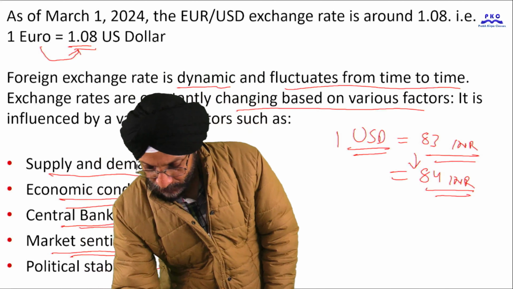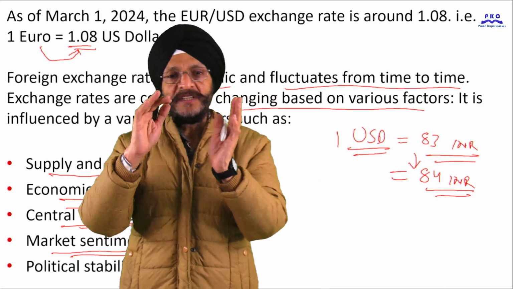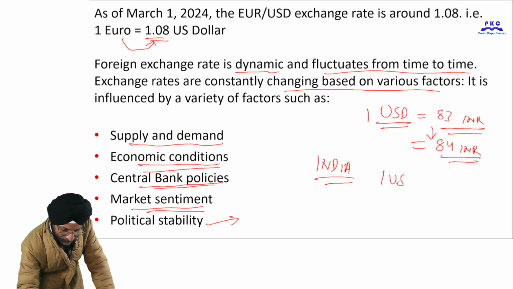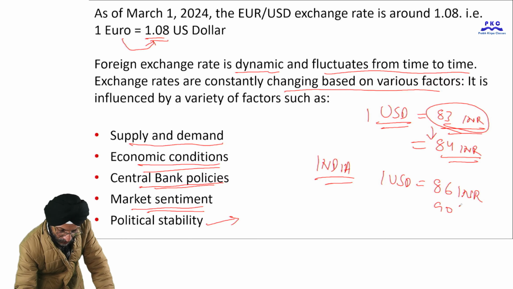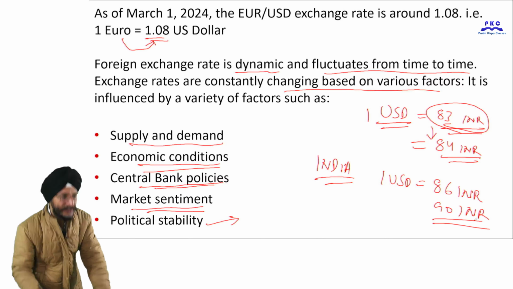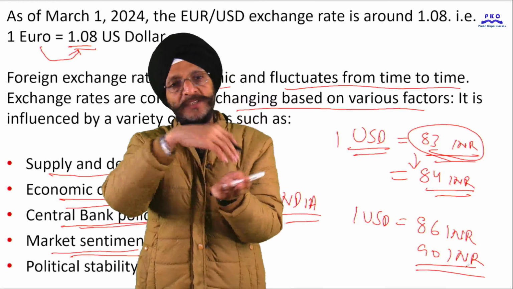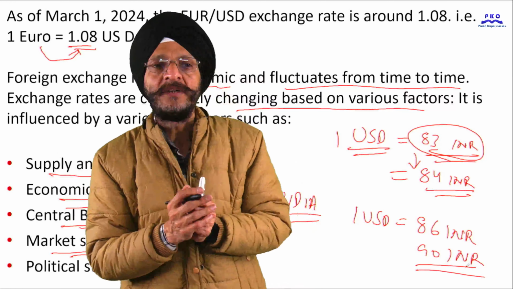If there is political instability in the country, suppose there is political instability in India, then what will happen? It may be possible that the value of the Indian currency may fall to say 86 or 90. We are here just taking the example of the US dollar and Indian rupee. It can be in comparison to other currencies as well, in comparison to the euro, the ruble, etc.